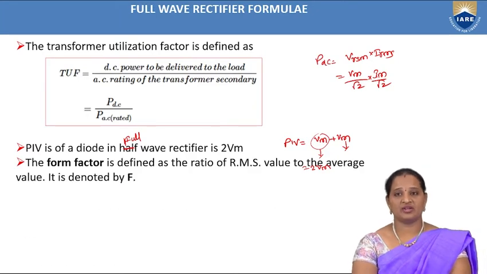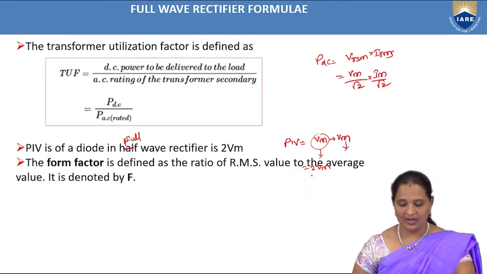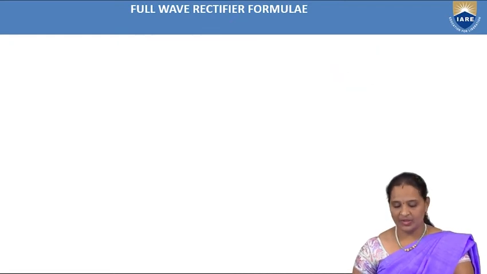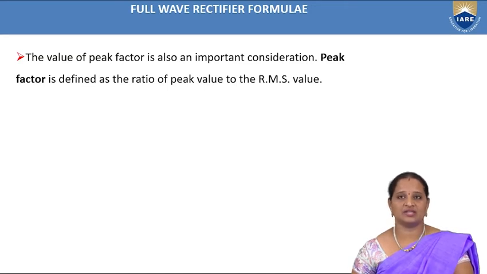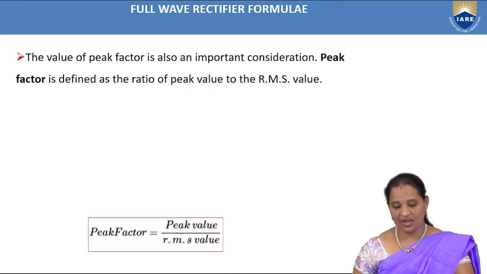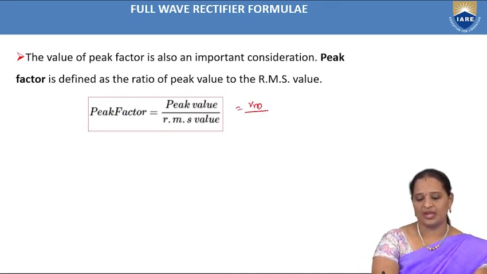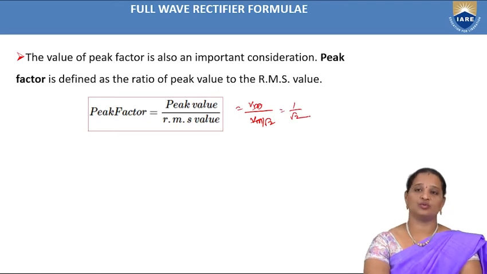Next, the form factor is defined as the ratio of RMS value to the average value, and it is denoted by F, which is given by VRMS by VDC, or else IRMS by IDC. Now coming to the peak factor, it is defined as the ratio of peak value to the RMS value. The peak value in this case is Vm, and the RMS value will be Vm by root 2.